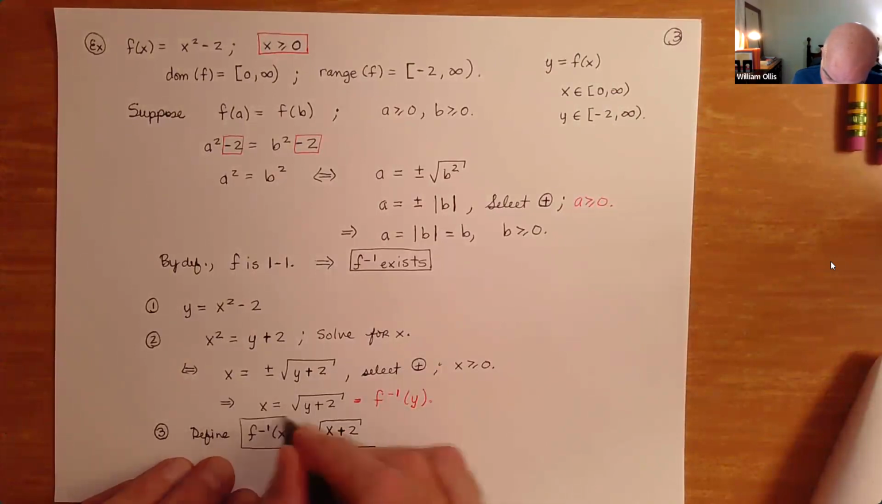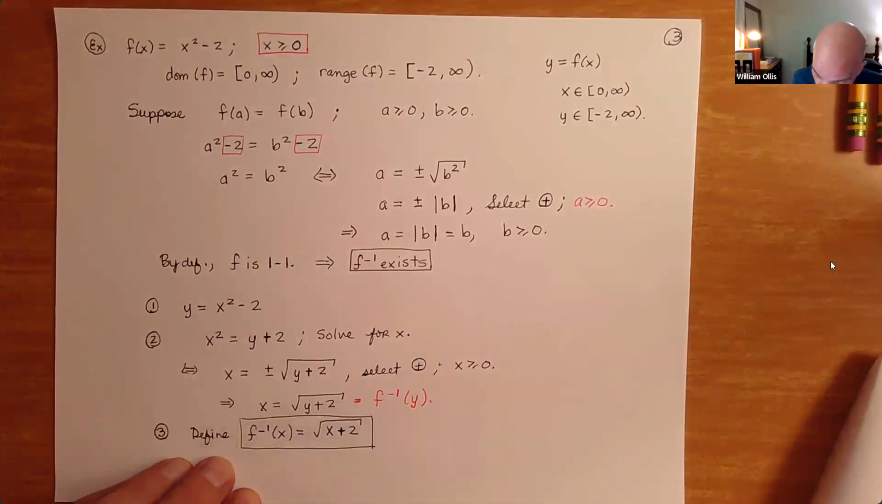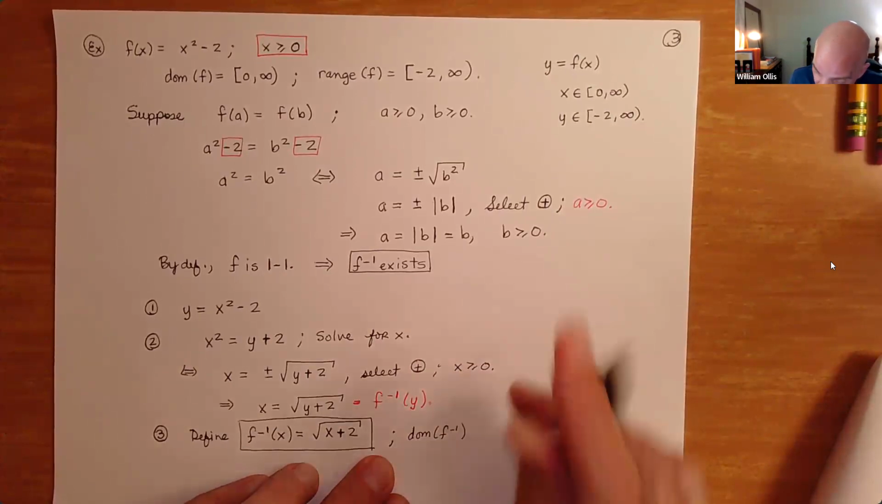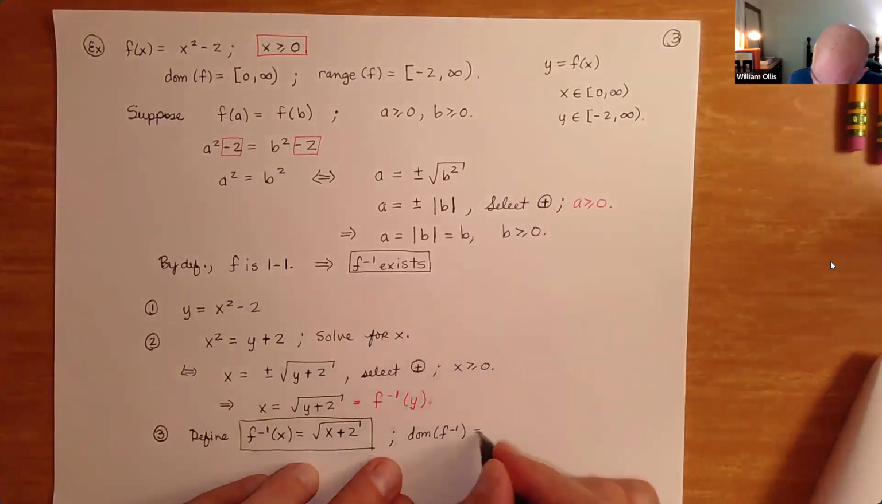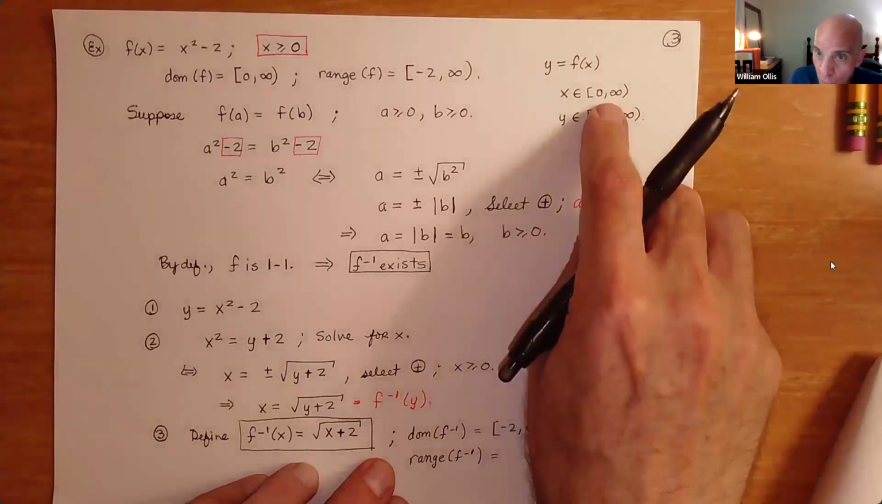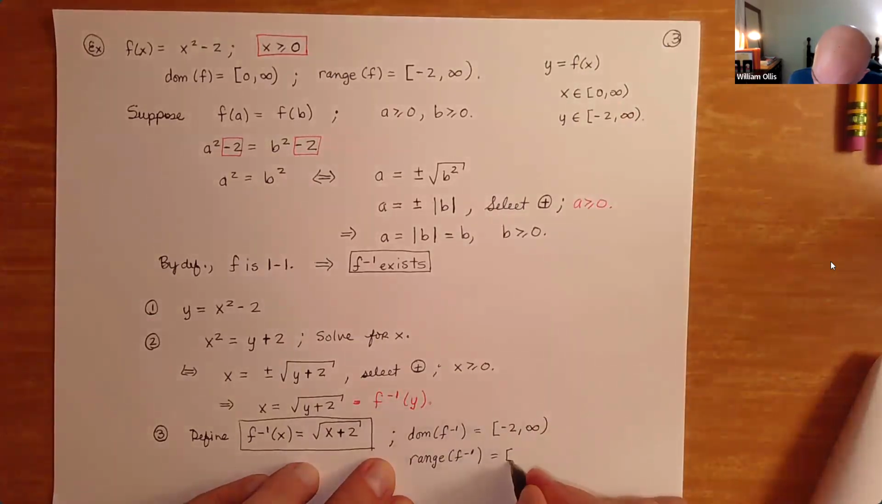So notice here, we'll just write it down. Domain of f inverse is actually the range of f, which is -2 to infinity. And of course, the range of f inverse is just the domain of the original function, which is 0 to infinity.